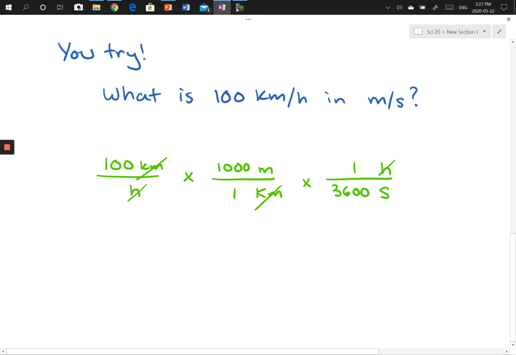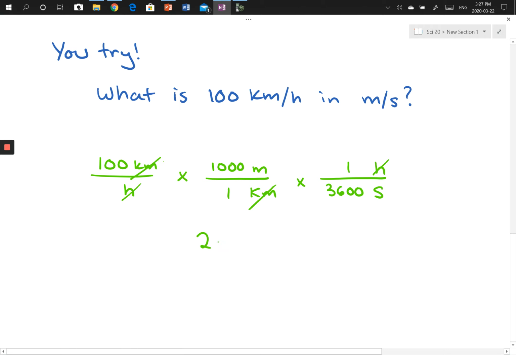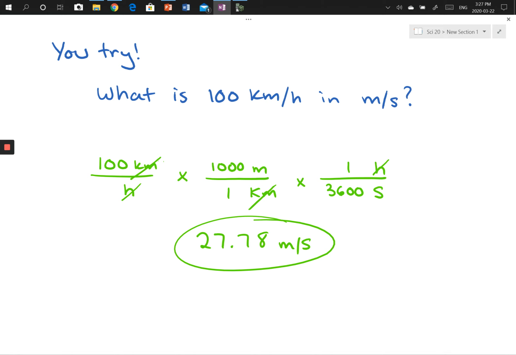So I'm going to take 100 times 1,000 divided by 3,600. Or I can just cheat and do 100 divided by 3.6. And I'm going to get 27.7 repeating, or let's say 27.78 meters per second. So if you're going from kilometers per hour to meters per second, you can divide by 3.6. And if you want to go the other way, from meters per second to kilometers per hour, you can multiply by 3.6. So a little shortcut there, but I think it's important that we see where the shortcut comes from.